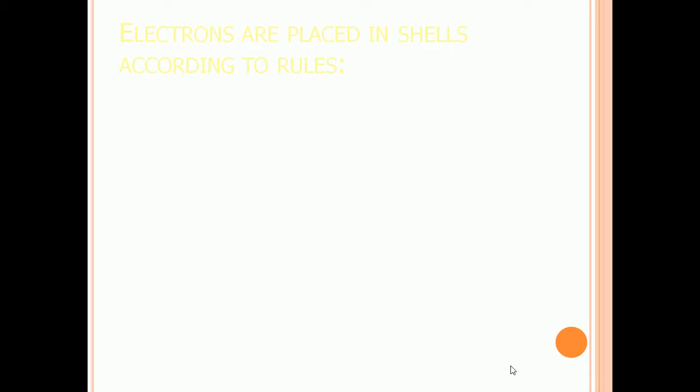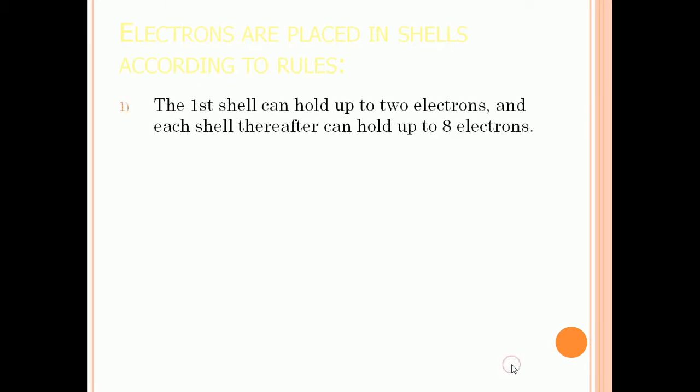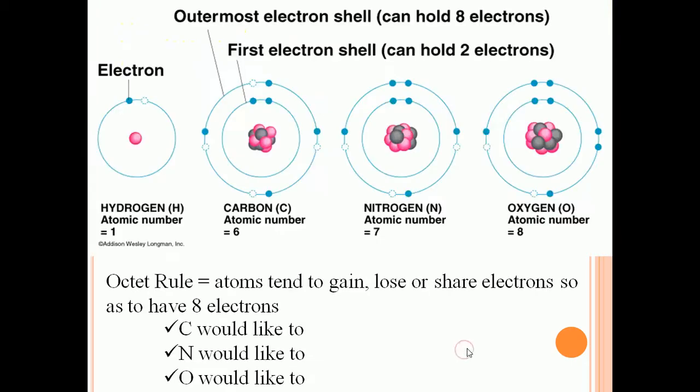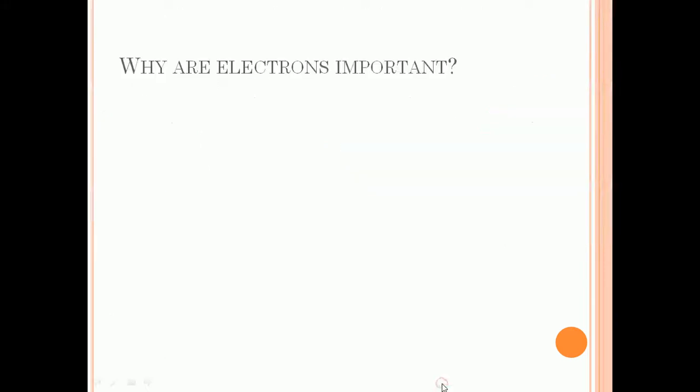Electrons are placed in shells according to a rule. There are a number of methods. The filling of electrons in a shell follows the pattern of the 2n square rule. Some examples: first is hydrogen, second is carbon, nitrogen and oxygen. They are electron deficient compounds. Carbon requires 4 electrons, nitrogen requires 3 electrons and oxygen requires 2 electrons.